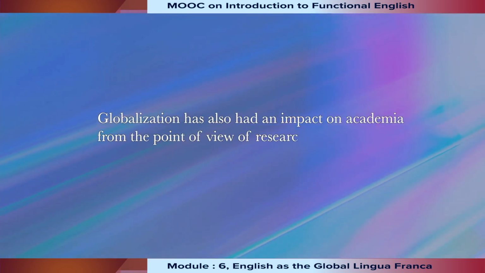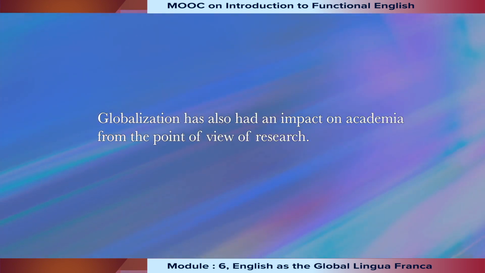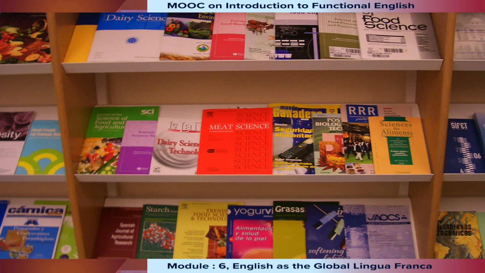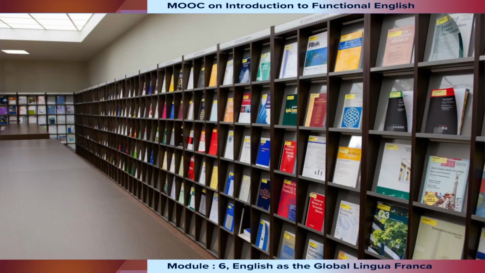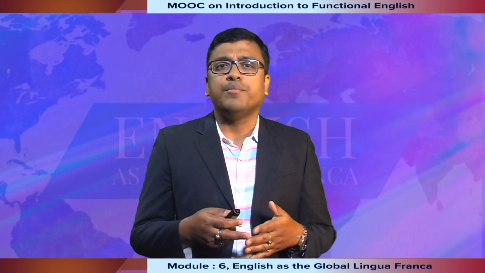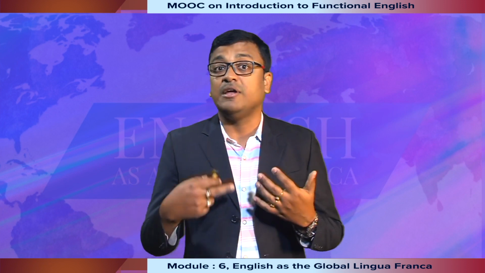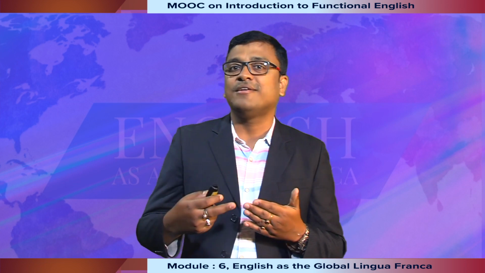Globalization has also had an impact on academia from the point of view of research. One of the most dramatic effects of globalization on research has been the proliferation of high-impact English-based journals and journal articles, particularly in the areas of science and technology. One major objective is the need to publish in English if they hope to reach out to a larger global audience and readers.